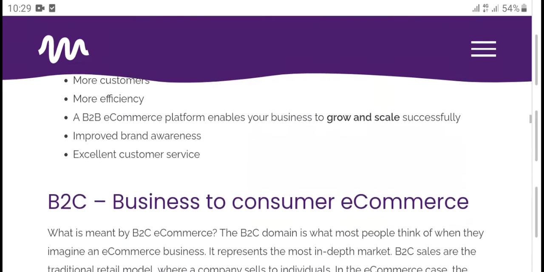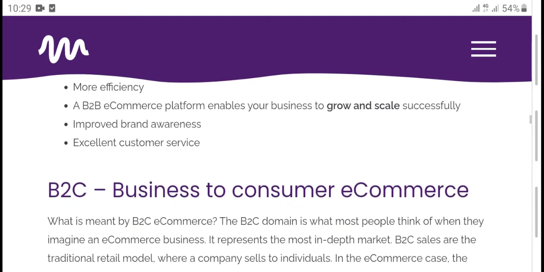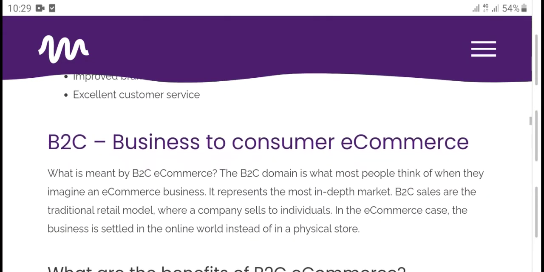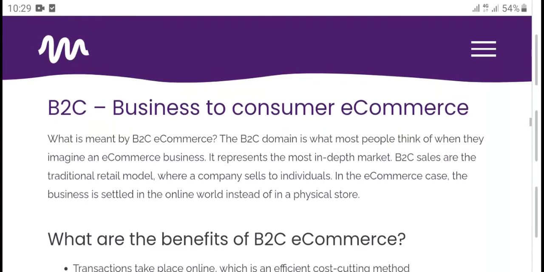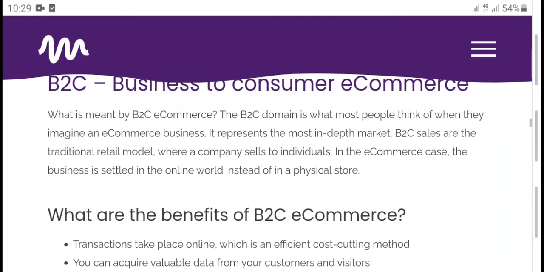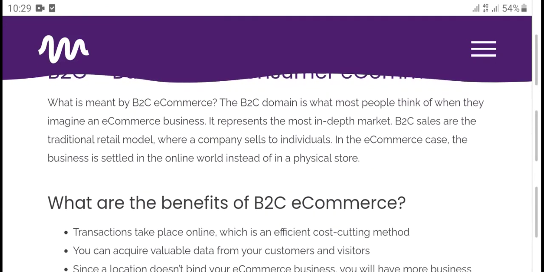A B2B customer platform enables your business to grow and sell successfully, improves buyer exchange and customer service. B2C, business to customer e-commerce.